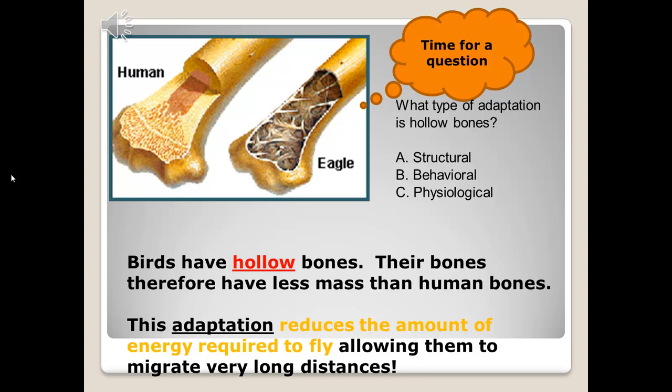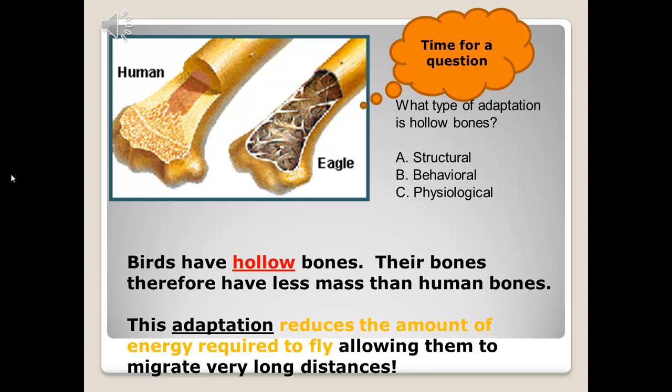It makes sense to also recognize a special adaptation that birds have, and that is their bone structure. Birds have hollow bones, as you look at the illustration, compared to the bones of humans. Birds' bones, therefore, because they're hollow, have less mass than human bones. This adaptation reduces the amount of energy required to fly, allowing the birds to migrate very long distances.